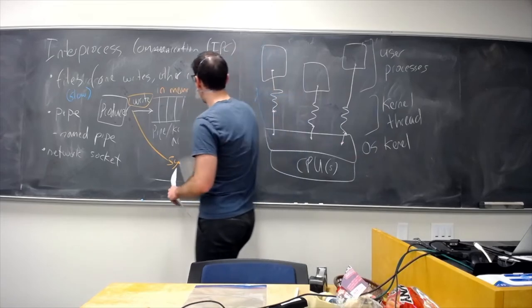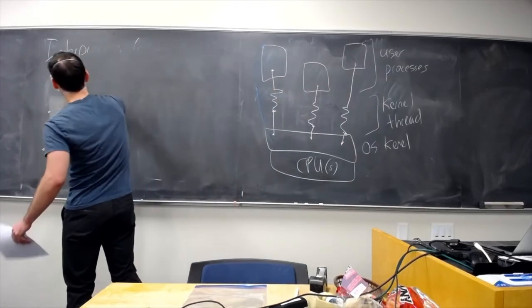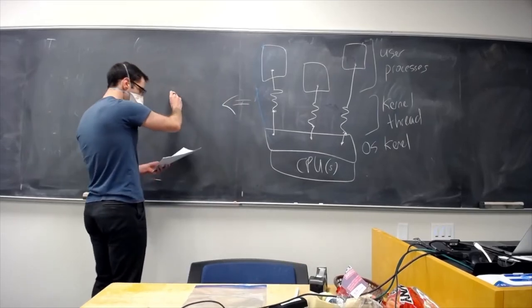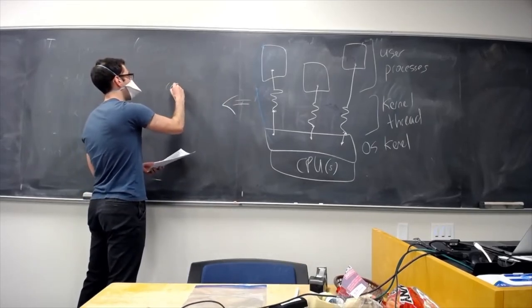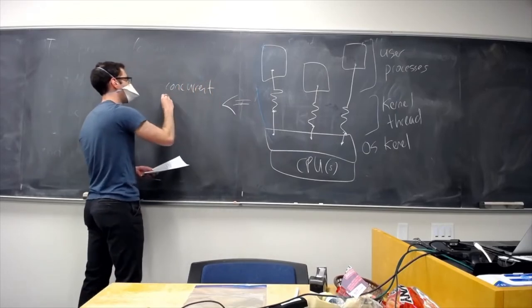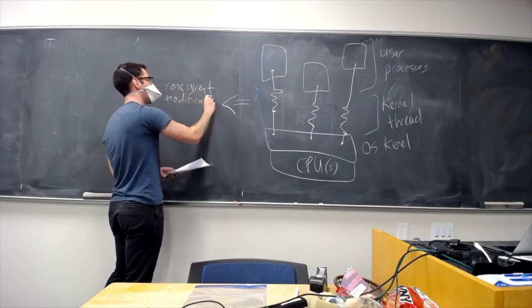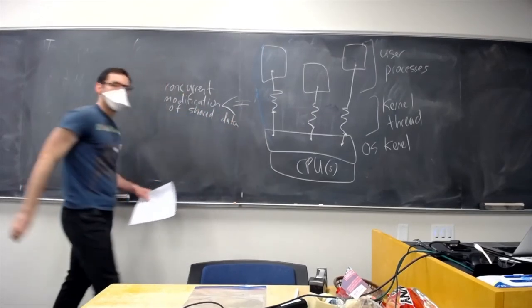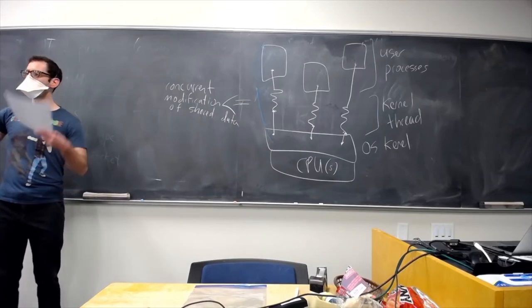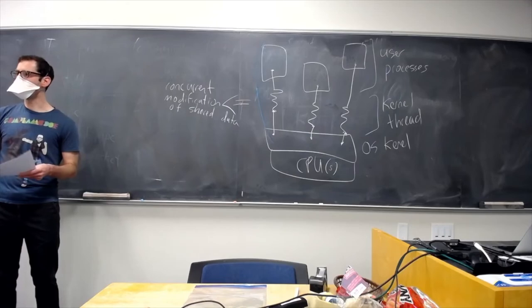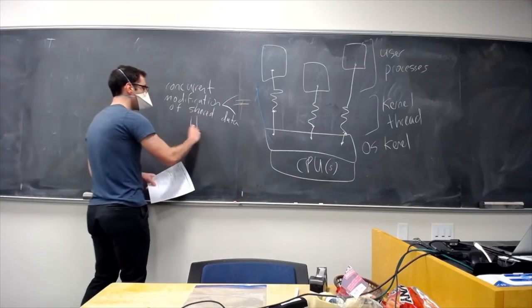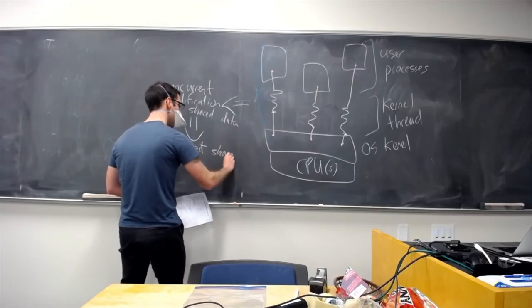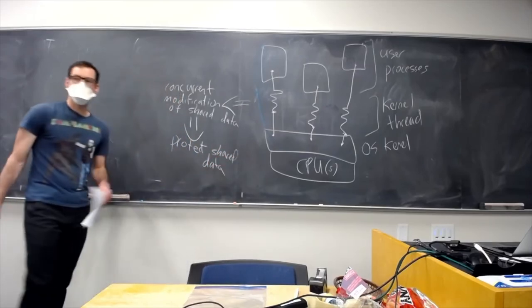And so out of the existence of multiple threads, we have to think about the fact that they might simultaneously try and modify some shared data. And if they're simultaneously modifying shared data, we're going to need some way of protecting it.